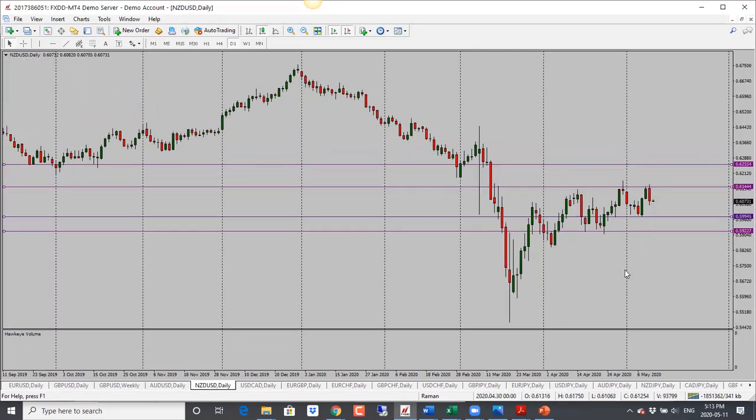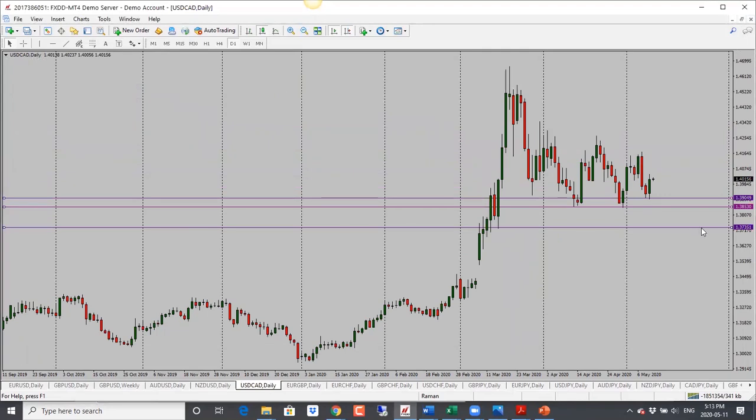This is a nice bearish engulfing candle close here. Next target is 0.6000, so 60, and then 0.5920. So bearish bias here for New Zealand dollar.